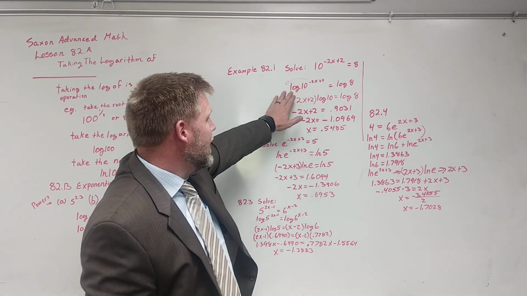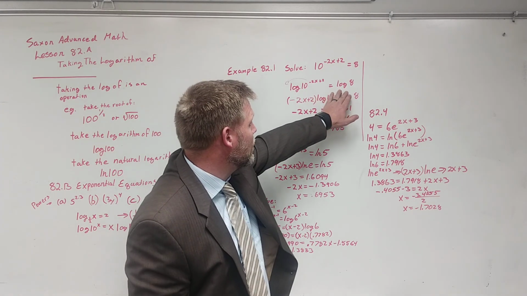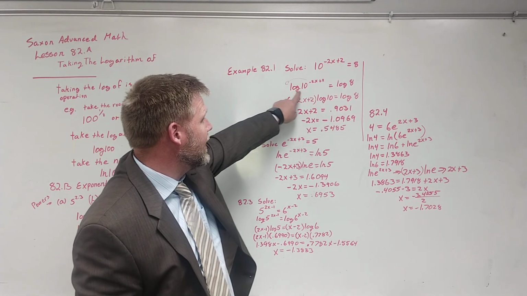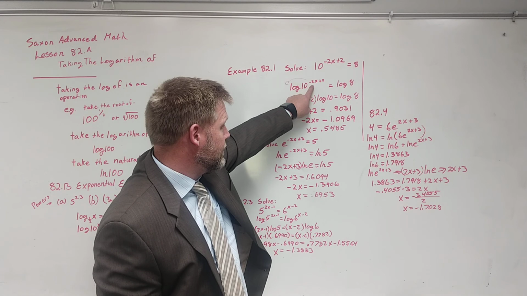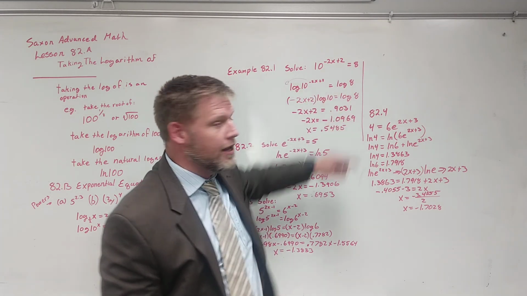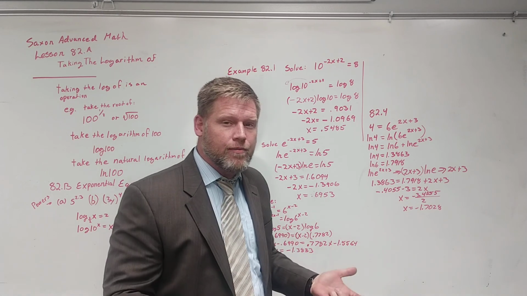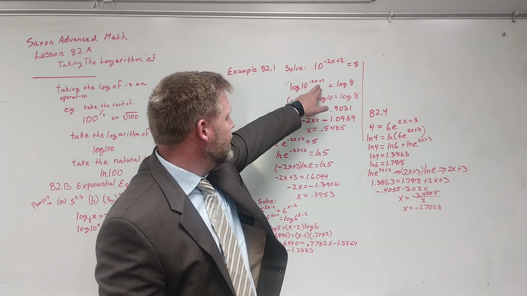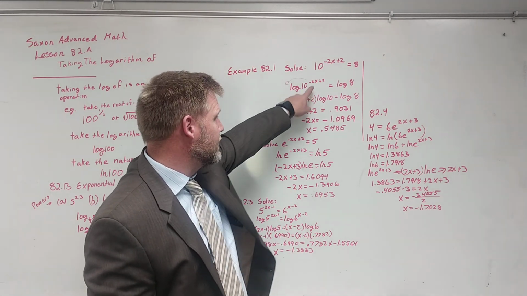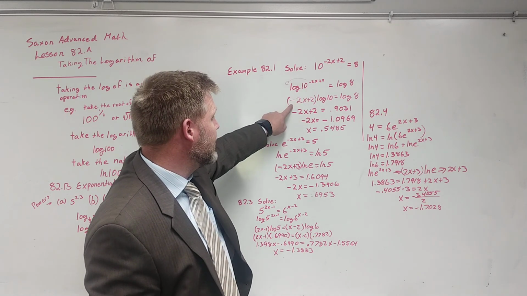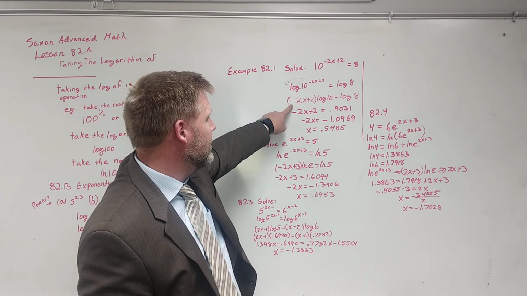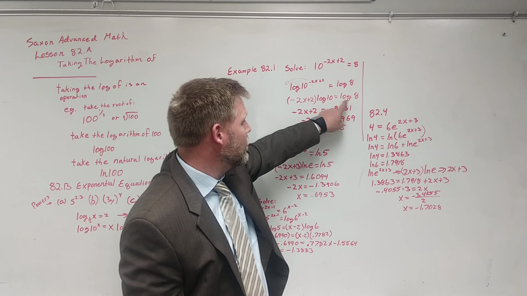I apologize. If I took the log of this side and the log of this side, I end up with log 10 to the negative 2x plus 2 and log 8. Because I'm doing the same operation to both sides, I'm taking the logarithm of, I can do that. Then this becomes a coefficient. I was getting ahead of myself there. This can become a coefficient as negative 2x plus 2 out here times log 10 equals log 8.